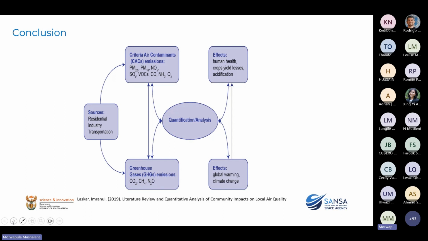So in conclusion, when we have emissions, we've got the air quality component and the greenhouse gas emissions component. In the greenhouse gases, like I said, we've got methane, carbon dioxide, and nitrate as well. If you analyze these, you can calculate global warming and climate change. Then other sources, air pollution and air contaminants, would be your particulate matter and sulfur dioxides, and these have an effect on human health, crop yield, and acidification.